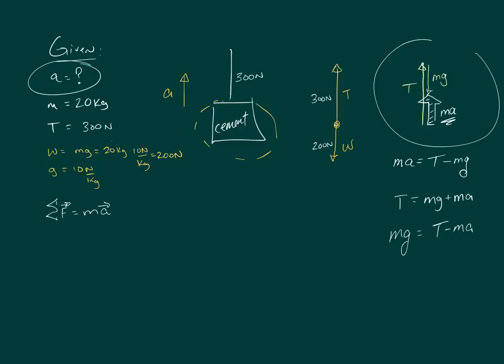The other way you can argue it is, do you see that your ma vector goes from tail to tail? The tail of your ma vector is at the tail of T, and it ends at the head of mg. Do you guys see the problem's basically solved?